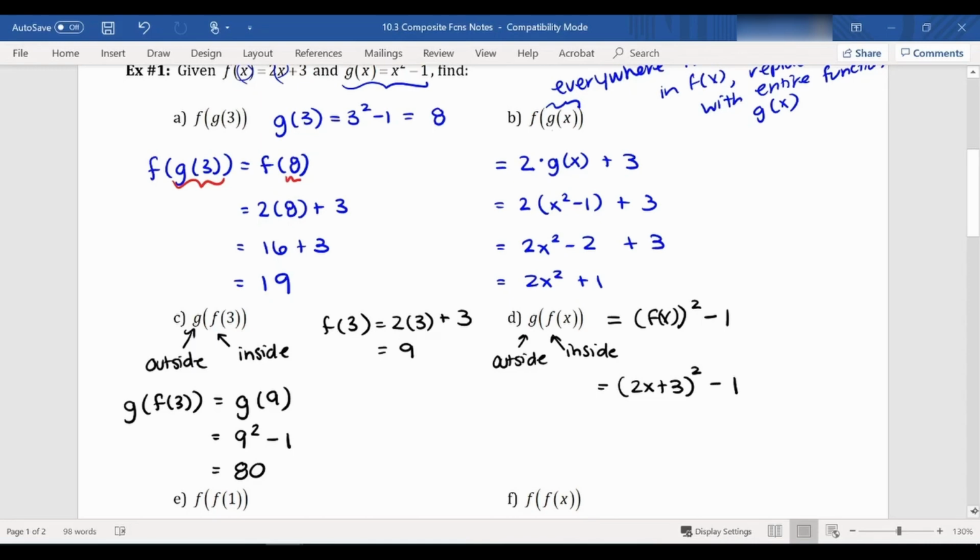The entire x gets squared. So for this case, the entire f of x gets squared. Our entire f of x is 2x plus 3. Now be careful here when you expand this. This is equal to (2x plus 3) times (2x plus 3). This is not 4x squared plus 9. Then minus 1. This gives us 4x squared plus 12x plus 9 minus 1, or 4x squared plus 12x plus 8. You can factor out a 4 if you want, or you can leave it here.